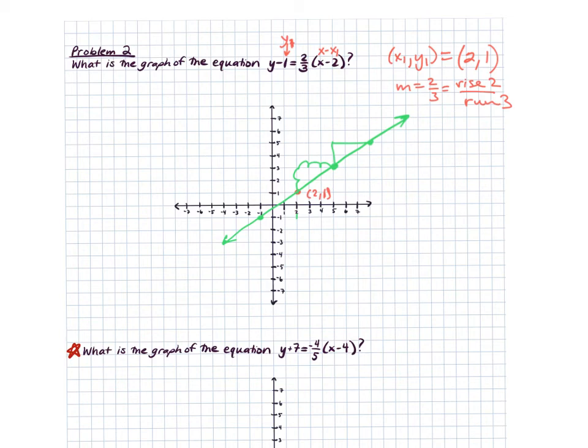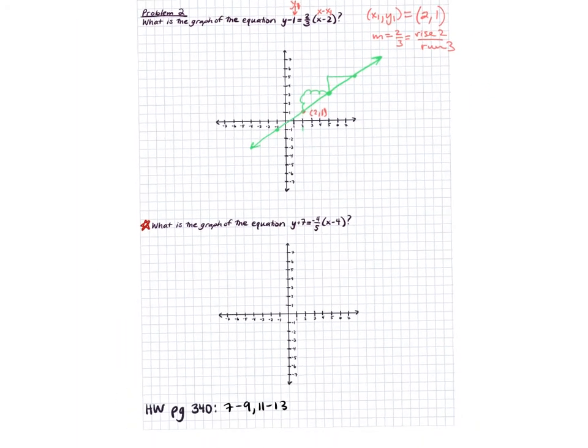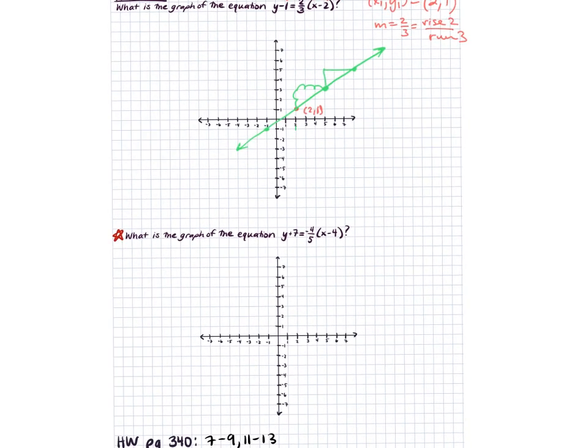Okay, so all you needed to draw a line is either 2 points or a point and a slope. In this case, we have a point and a slope from the point-slope form. So here is one for you to try on your own, and then we'll be finished. So press pause, try this one on your own, and then check back for the solution.